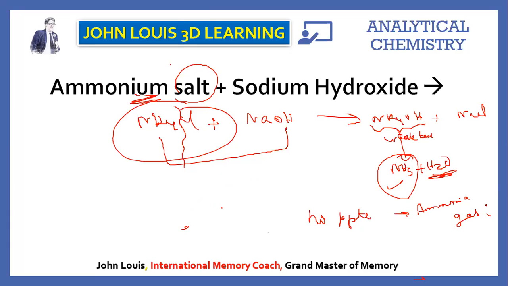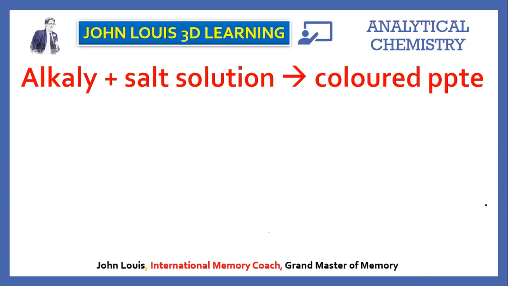Okay, so these are the things I would like to teach you today. I think we can quickly revise all the 6 things we have seen. Alkali plus salt solution. So alkali means what? Sodium hydroxide or potassium hydroxide. These are the 2 things we can add to any salt solution.